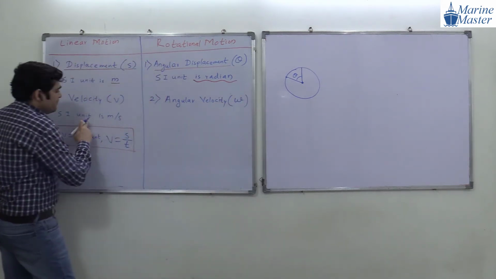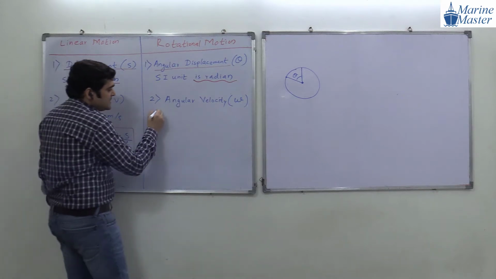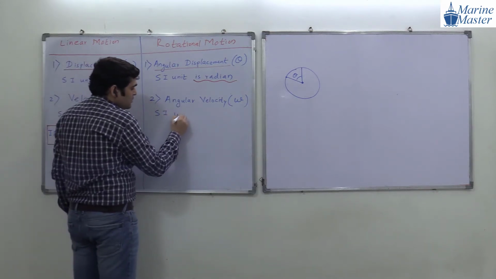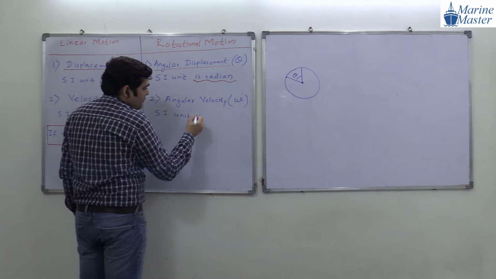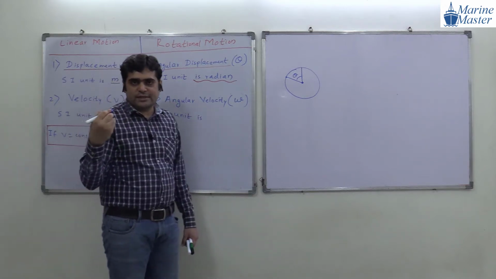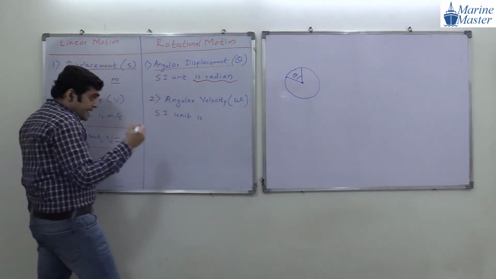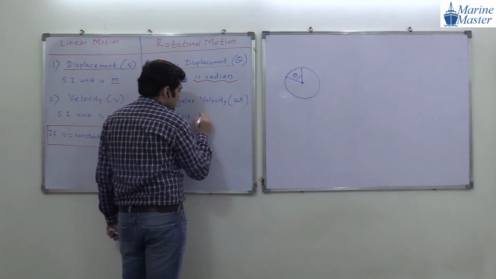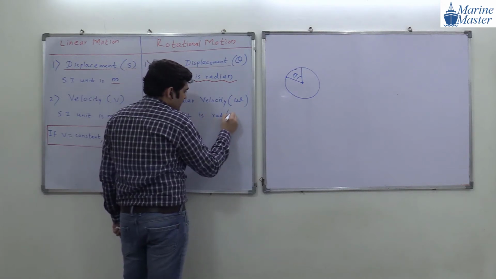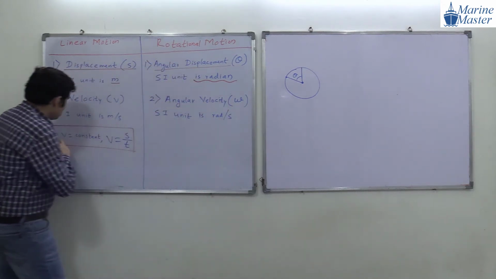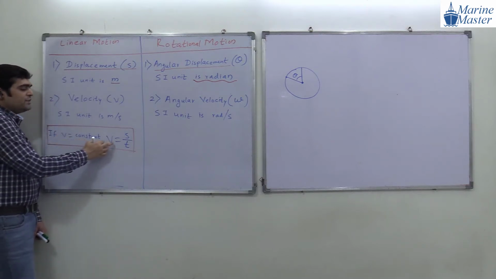Velocity is in meter per second. So can you tell me, what is the SI unit of angular velocity? Radian per second. Okay. Here we have written that if v is constant, then v is equal to s by t.